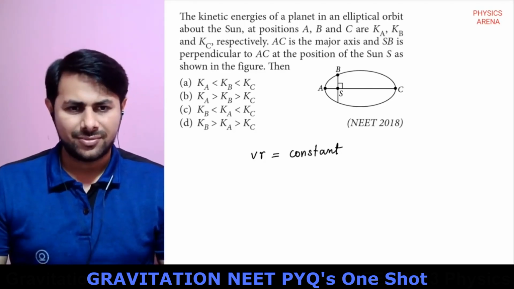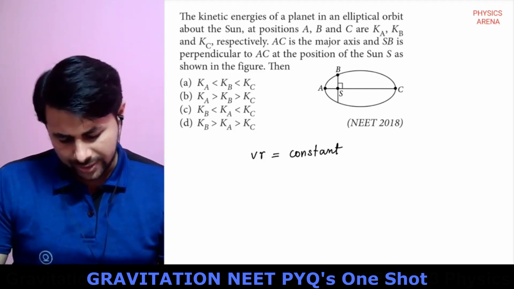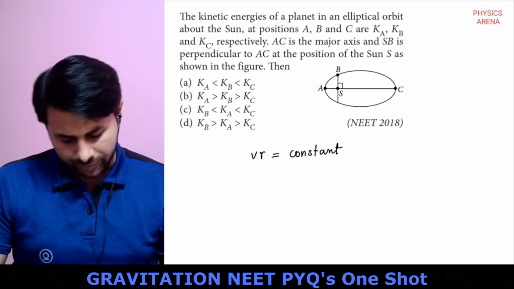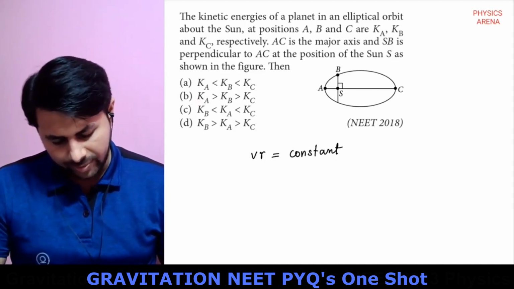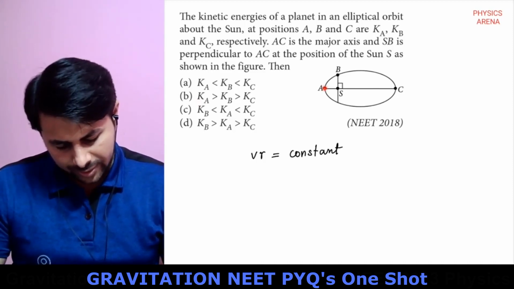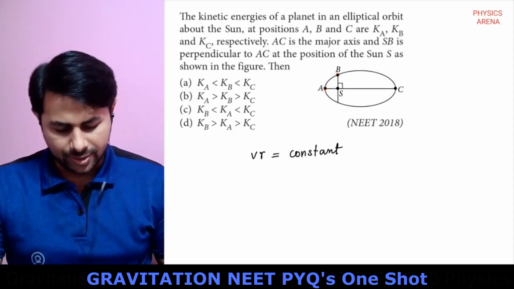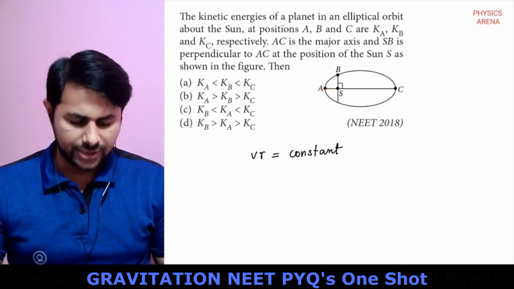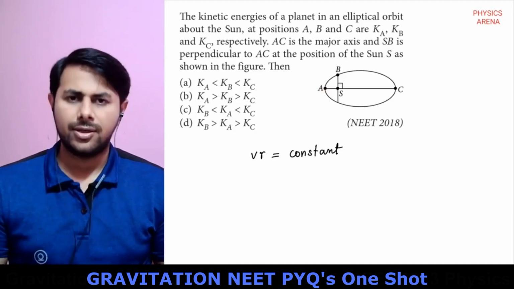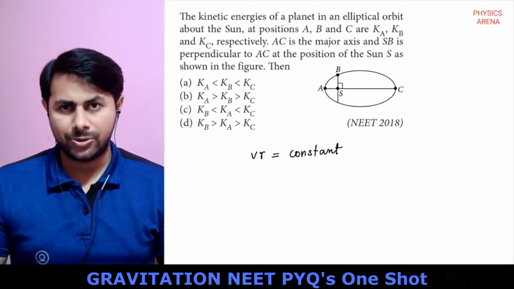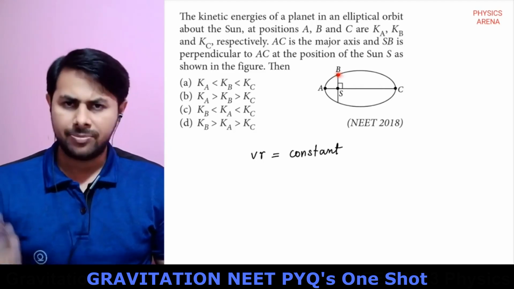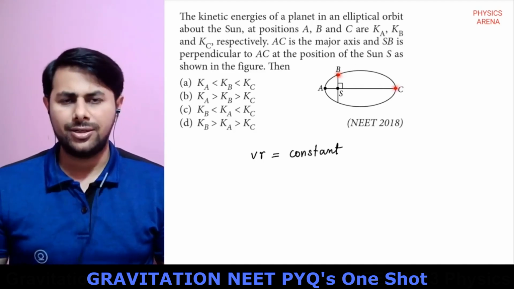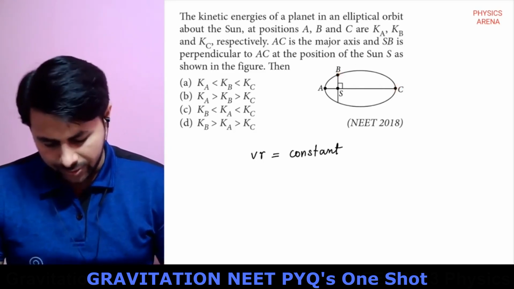energy. Okay, so Indra is saying option 2, option B. So KA is greater than KB is greater than KC. Right, exactly. Since it is closest at position A, its velocity will be highest at position A. And it will be lesser at B and even lesser at position C. So this is correct. Very good.